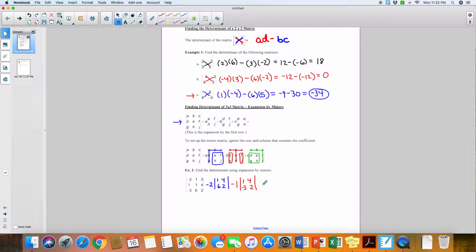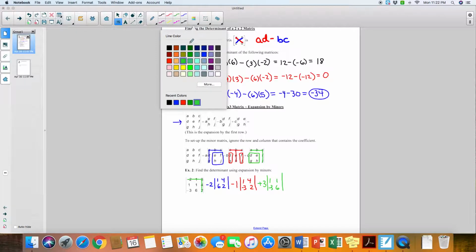All right, so it's going to be plus. All right, so the last one you would add. All right, and so my last element on the first row is 3. So for the determinant, I would eliminate the row that 3 is on, as well as the column. And it would be 1, 1, -3, and 6. All right, so there is my formula.